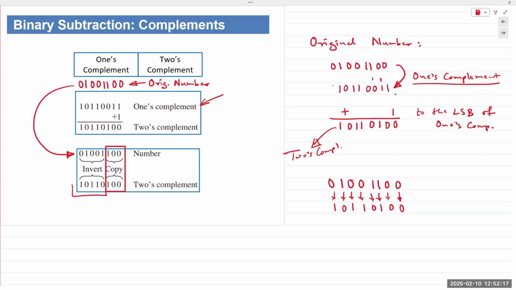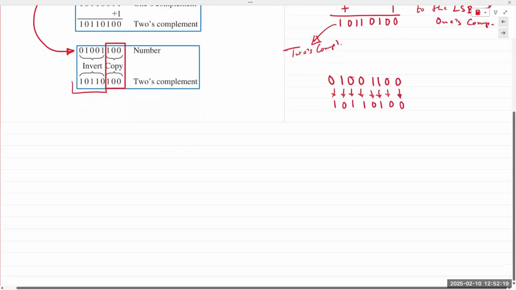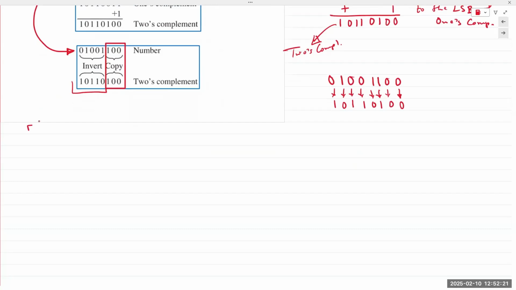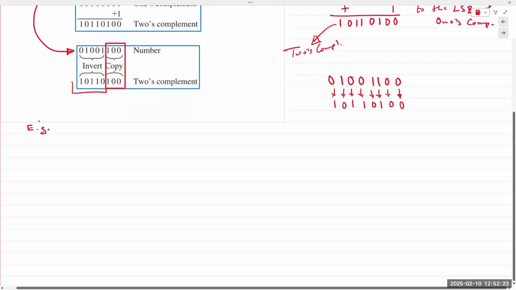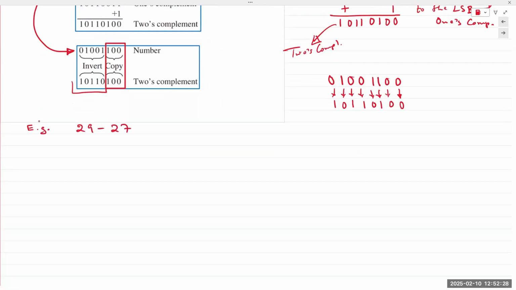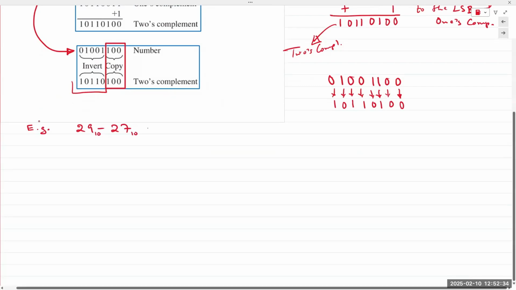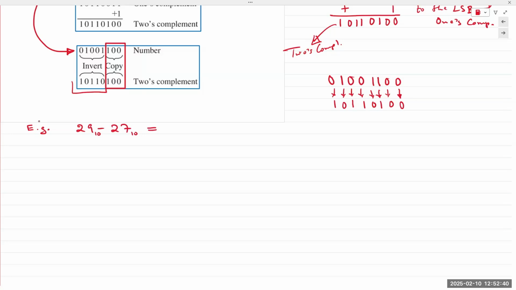So let's say we wanted to perform 29 minus 27 in decimal. So 29 decimal minus 27 decimal, what would you get? One person knows the answer. 2.